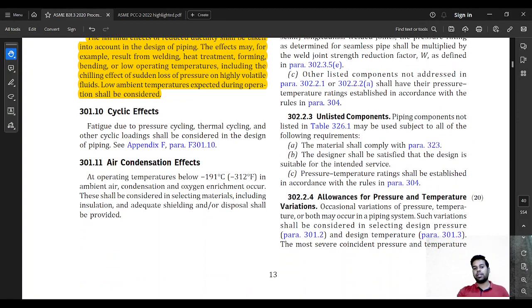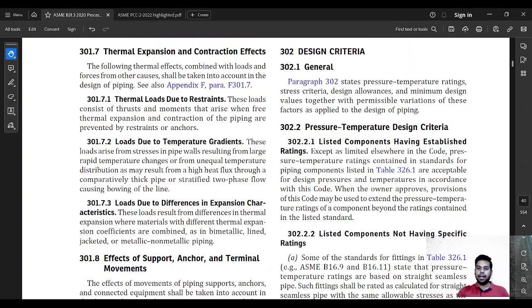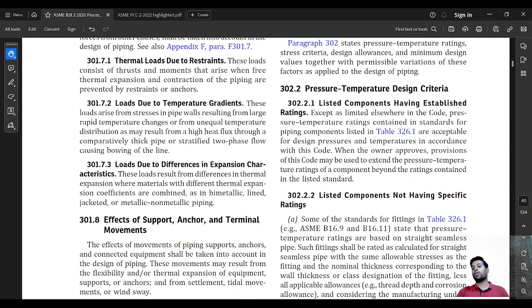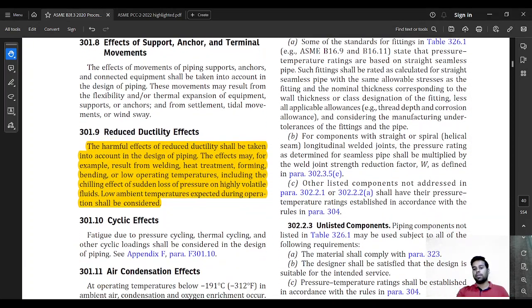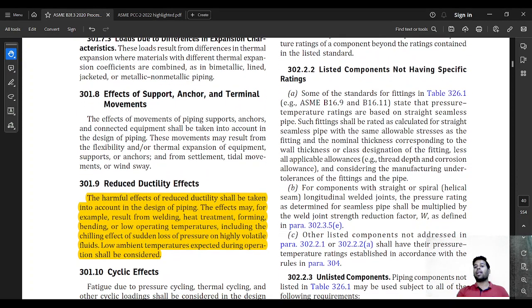Next is cyclical effects, air condensation effects, design criteria. So first design criteria, generally all of these things we have taken into consideration. The next criteria is going to be the pressure temperature design criteria. Listed components, okay. So listed components not having specific ratings.